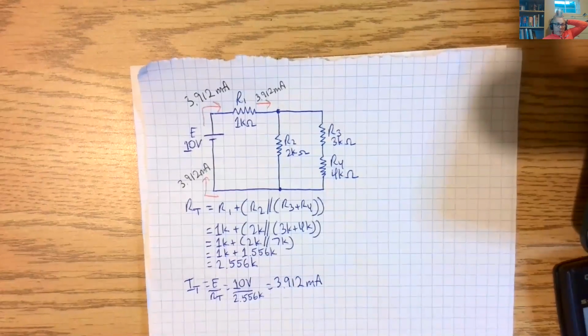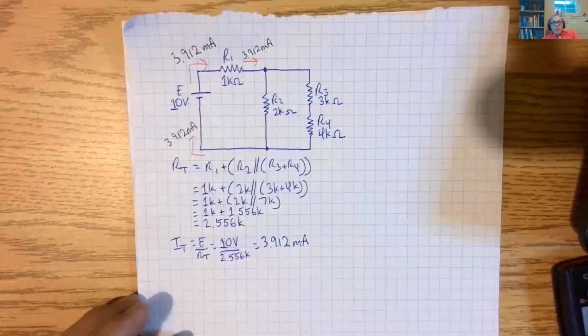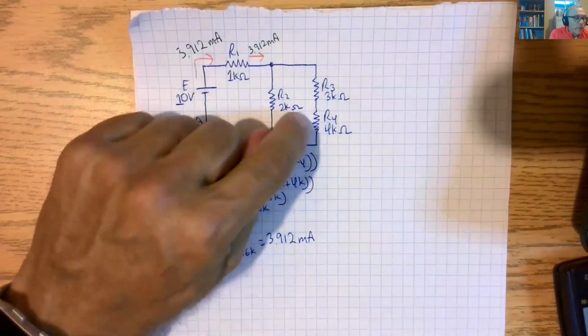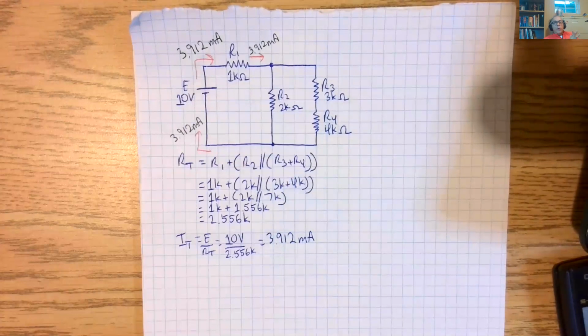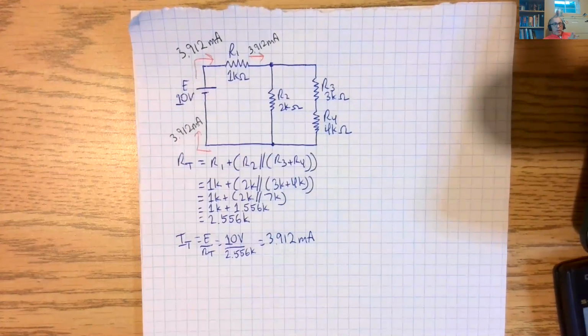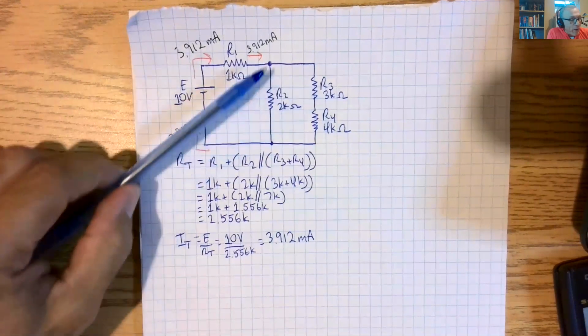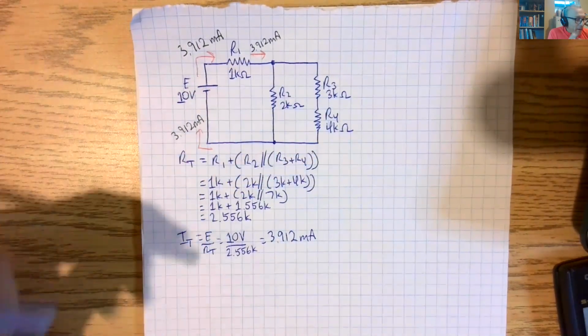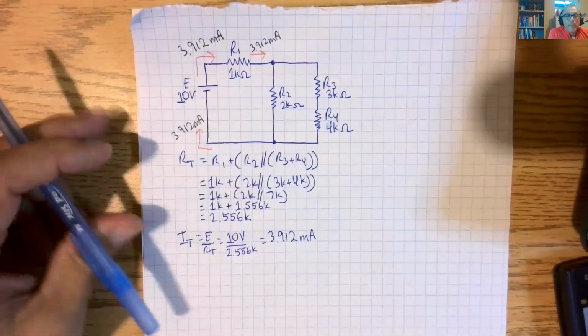Now, what can we do? Let's take a different approach this time, just because we can, and find IR2, IR3, IR4 without knowing the voltages first. So what can we use here? We don't know any voltages, so we can't use Ohm's law. But we know there's a parallel network and we know the current going in. So that is a perfect setup for the current divider rule.